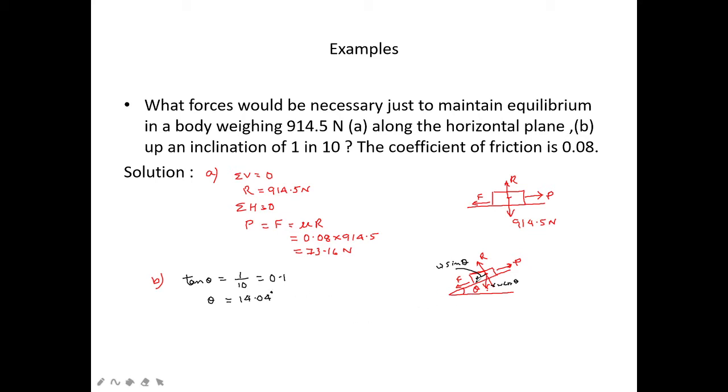Now again you apply, here the coordinate axis will be like this: parallel to the inclined plane this will be x, and perpendicular to the inclined plane this will be y. So applying conditions of equilibrium in the inclined plane, let us say first I am applying sigma Fy equal to 0. What I am getting, R is equal to W cos theta.